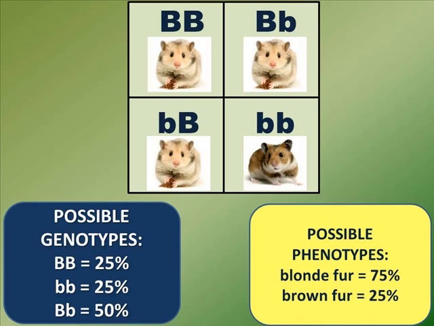For genotype, there is a 25% chance of having offspring with a homozygous genotype, either dominant or recessive. There is a 50% chance of having the heterozygous genotype. The probability for the phenotype is 75% chance of blonde and 25% chance of brown hamsters. When you are doing Punnett square problems, make sure you write out percentages for both the genotype and phenotype and that both sets add up to 100%.